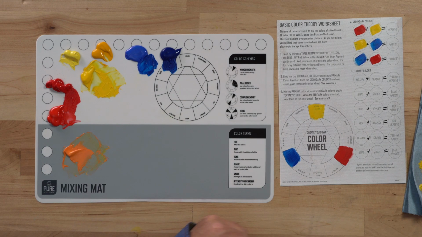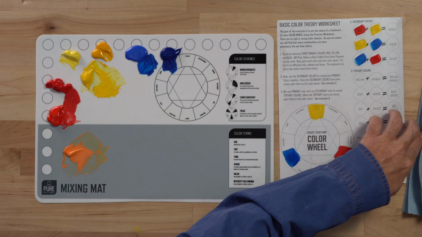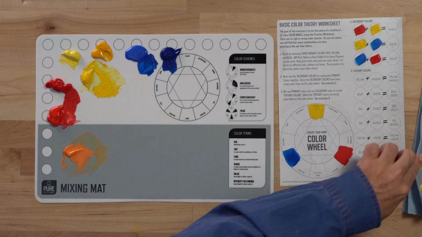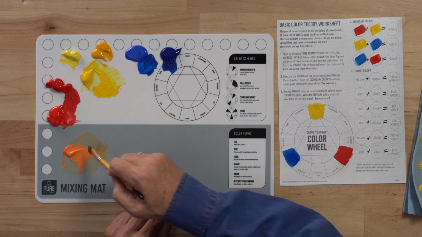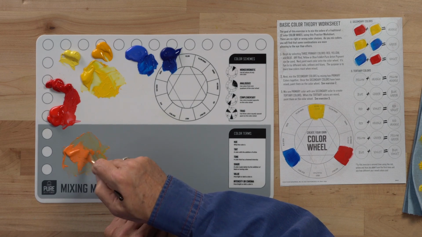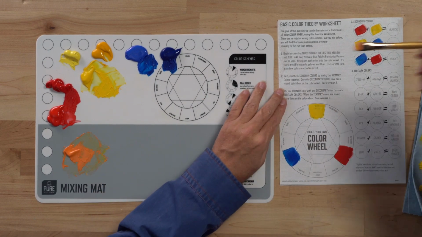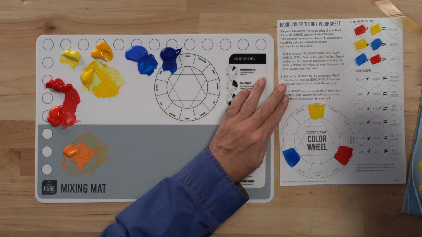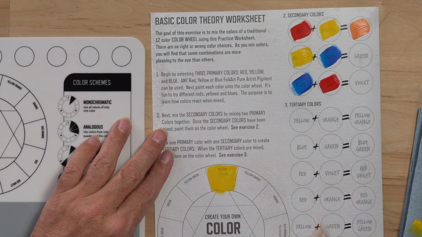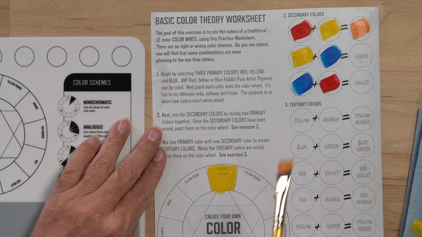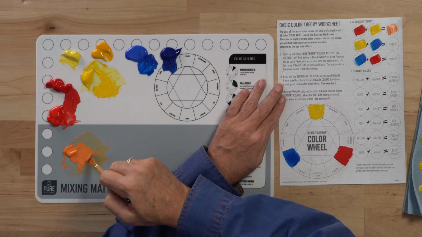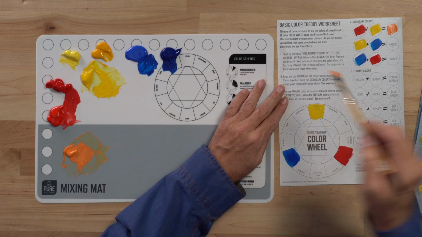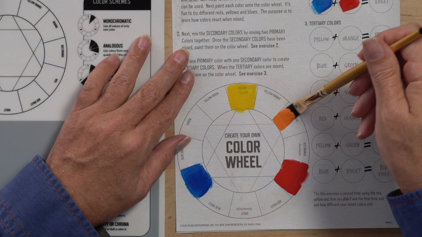All right, so I'm going to wipe off my paintbrush that I have yellow paint on, and now I'm going to pick up my orange color, and we're going to come over here onto our color theory worksheet, and we're going to show our secondary color of orange up there, and then we're also going to paint it on the appropriate spot on our color wheel.